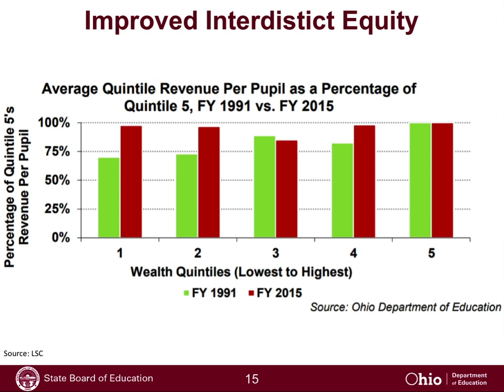In the red bars, this now takes the same information and compares the revenue per pupil in 2015 to, again, the highest quintile. And so you can see that over the last decade and a half, the state has made progress in creating more interdistrict equity. The revenue per pupil available to the first two quintiles is now more in line with, and while still below, is more equitable and comparable to the resources available in that fifth quintile, that wealthiest quintile.